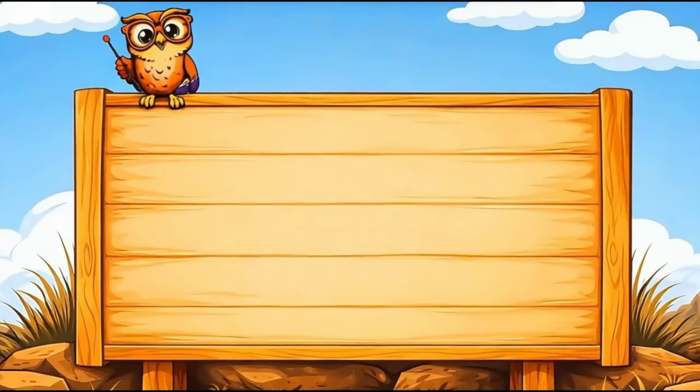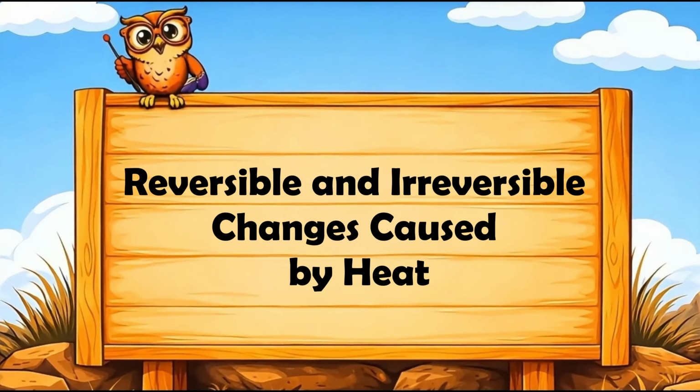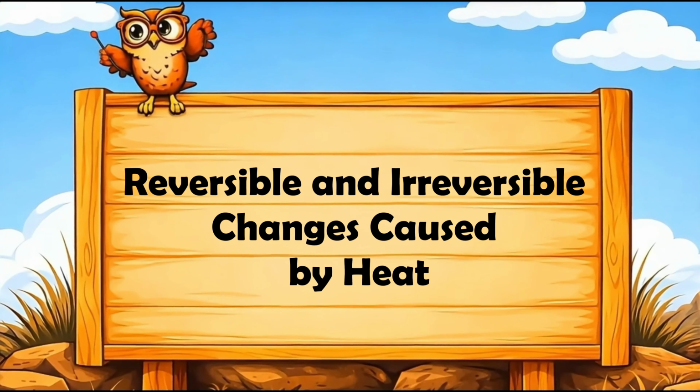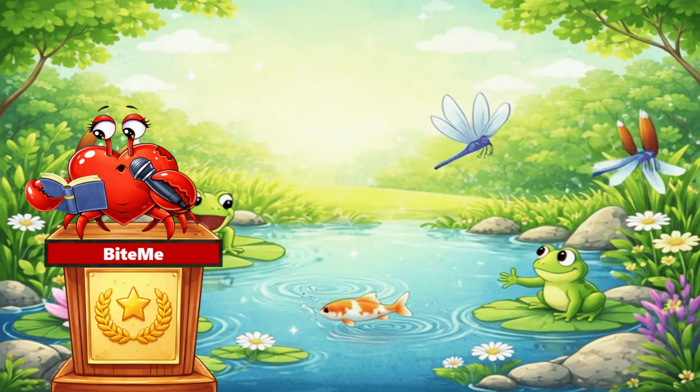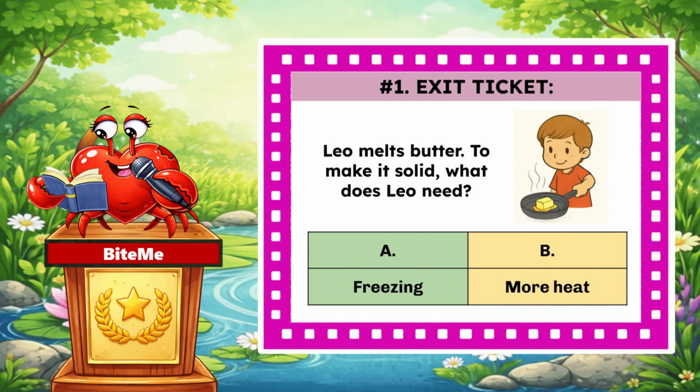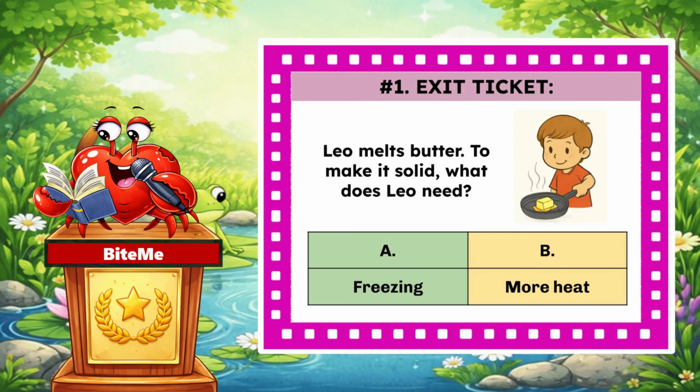Our lesson for today is about reversible and irreversible changes caused by heat. Let's begin. Leo melts butter. To make it solid, what does Leo need?